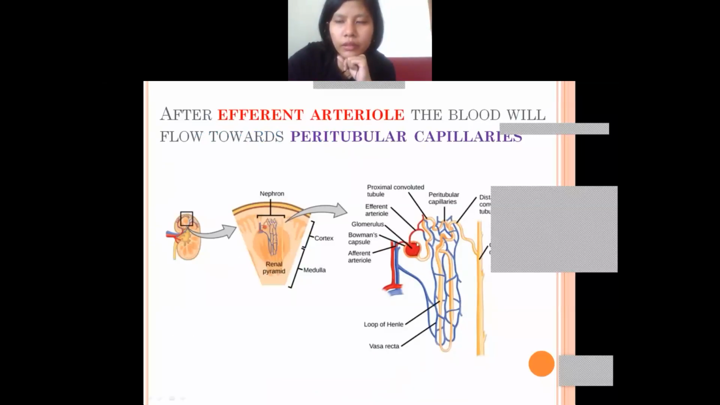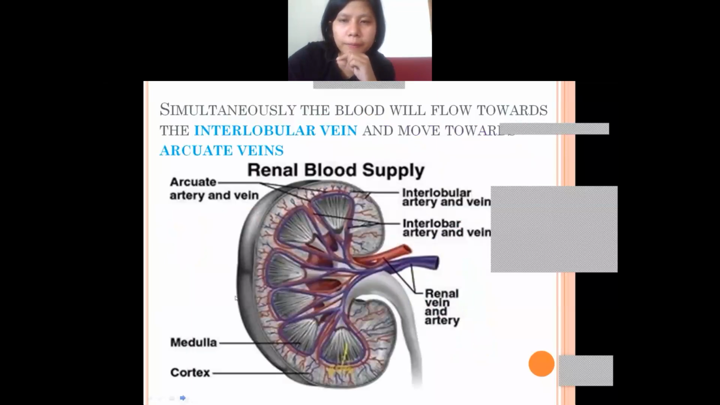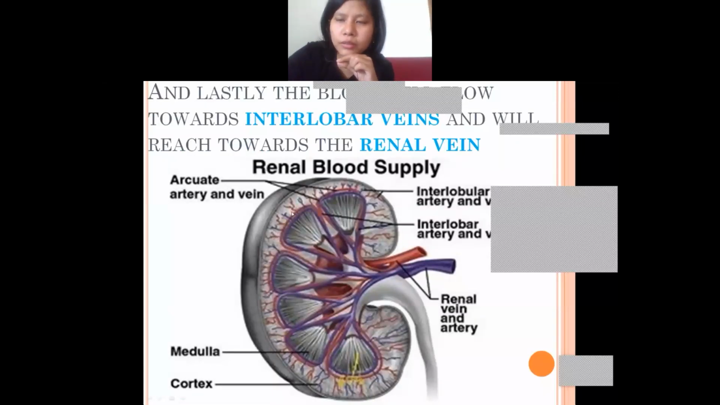Peritubular capillaries, it already went. So after that, the blood will flow where? Interlobular veins. Here, again it will come. Understand? Then again arcuate veins. And after the arcuate veins, it will come to the interlobar veins. And finally, they will reach the renal vein.